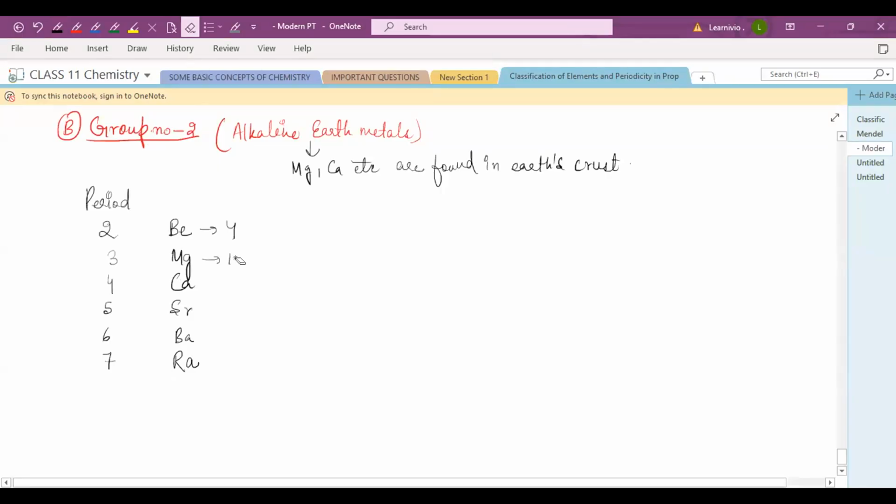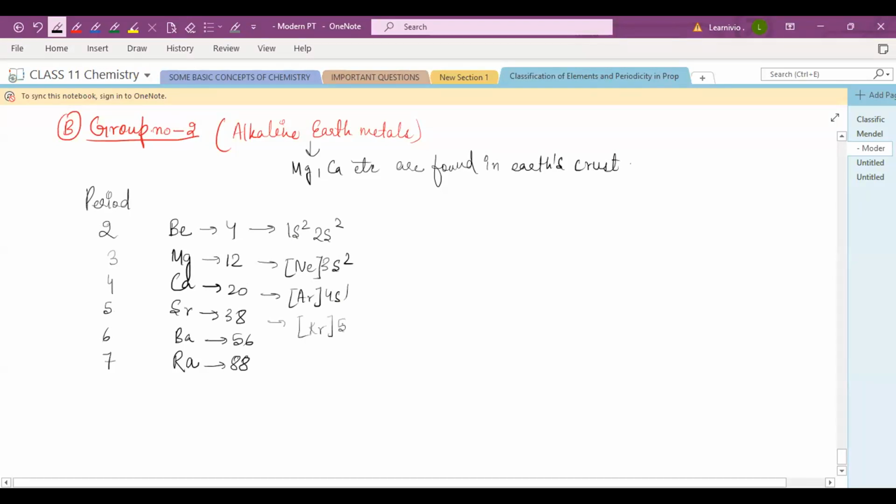Atomic numbers: magnesium is 12, calcium is 20, strontium 38, barium 56, radium is 88. If you write down the electronic configuration, it's 1s2 2s2. Then neon 10 plus 3s2, then argon 4s2, and similarly for the rest. Accordingly, just write down these two.